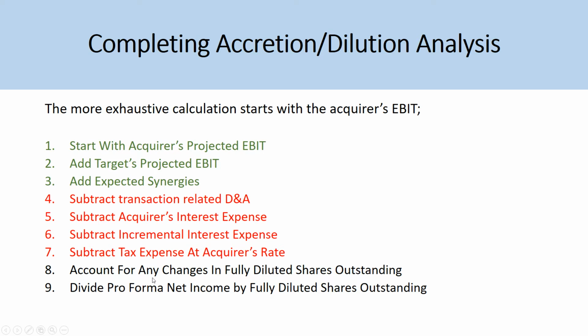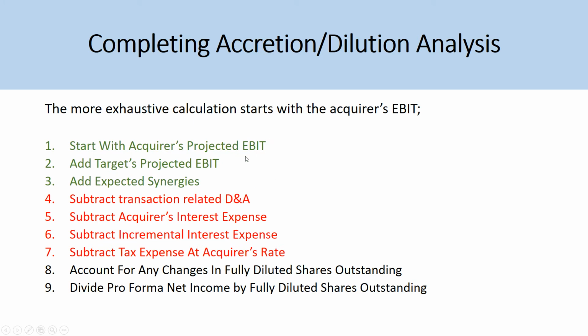And then you can account for any changes in fully diluted shares and divide that new pro forma income by the new fully diluted shares outstanding. So really, just to exhaust the point, in the accretion dilution analysis, you want to make sure that you are accounting for any changes in this exhaustive calculation. You want to account for any changes to pro forma net income.